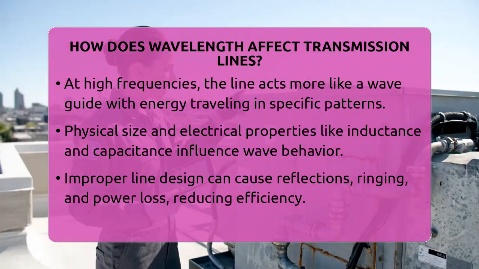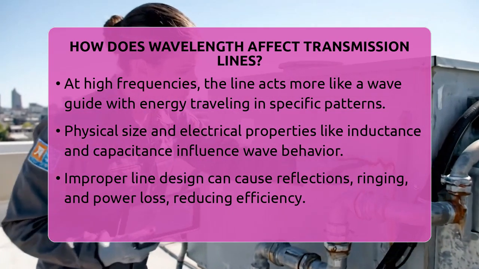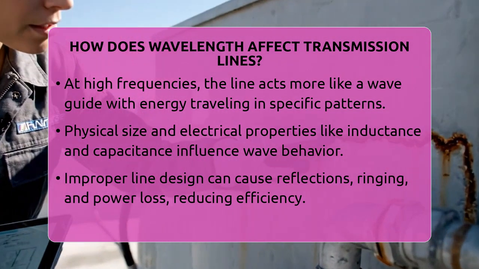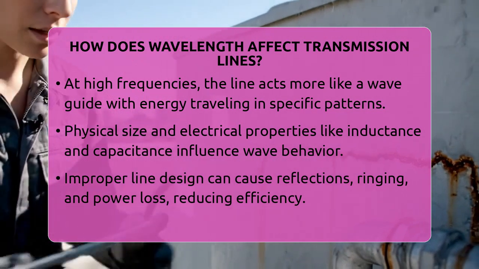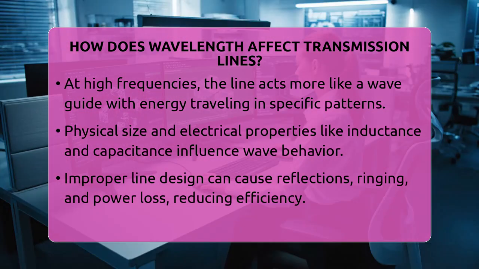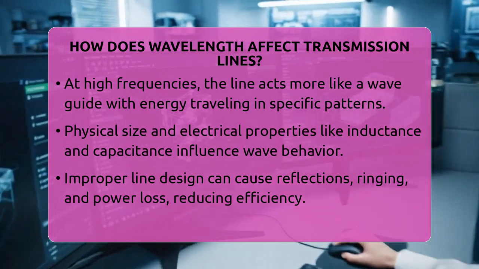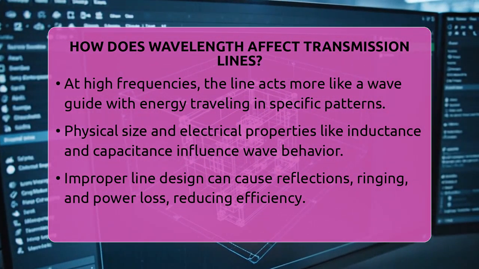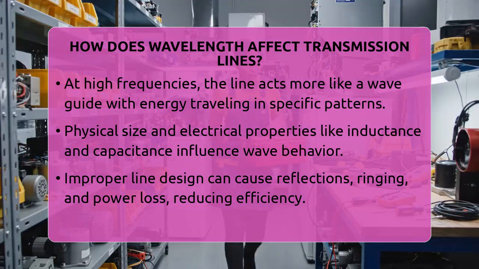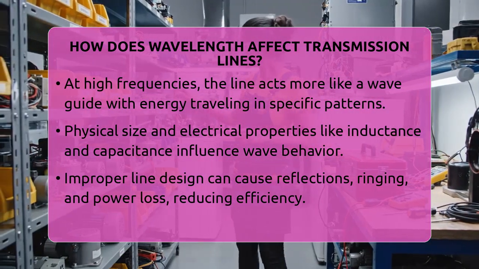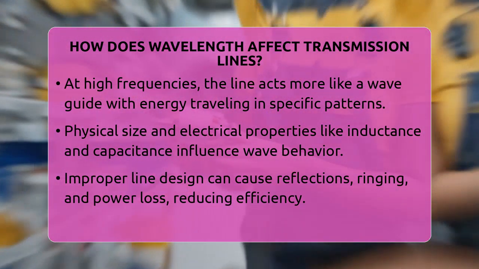For power transmission at 50 or 60 Hz, the wavelength is enormous, thousands of miles, so effects are minimal unless the line is extremely long. But for high-frequency signals, such as those in data communication or control signals, the wavelength can be just a few meters or less. That's when transmission line effects become very important.